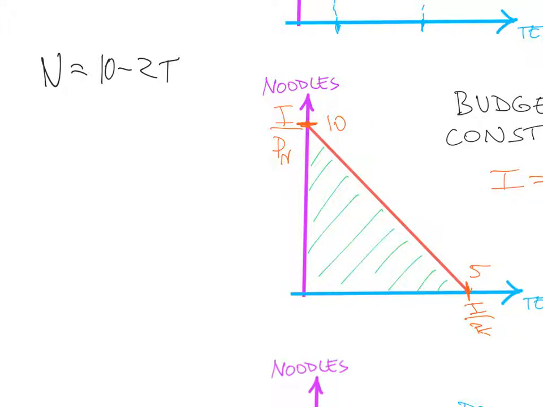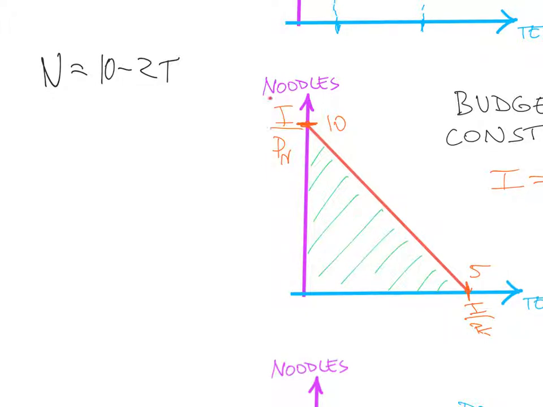Okay, so that's using the actual numbers that I gave you. That's a good start. Let's use now, instead of 10 and 5, let's use I and Pn and Pt. How would that go? N equals negative price of tea over price of noodles times T, minus income over price of T.